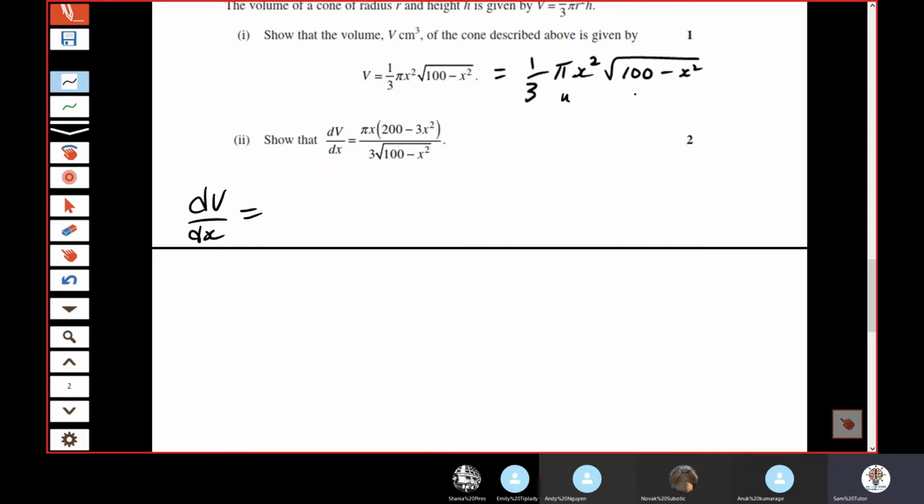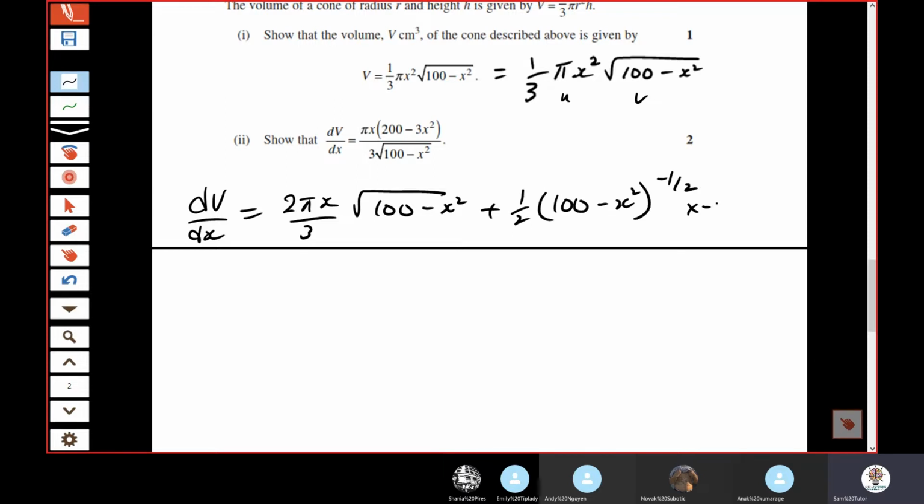Product, so u, and this is v. U dash, so 2 pi x on 3. U dash v plus v dash, that's all v dash. Did you get that out? Yeah. Times u. There we go. U dash v. Okay, it's obviously got to become this thing. The answer is in front of you, so just take your time with it.